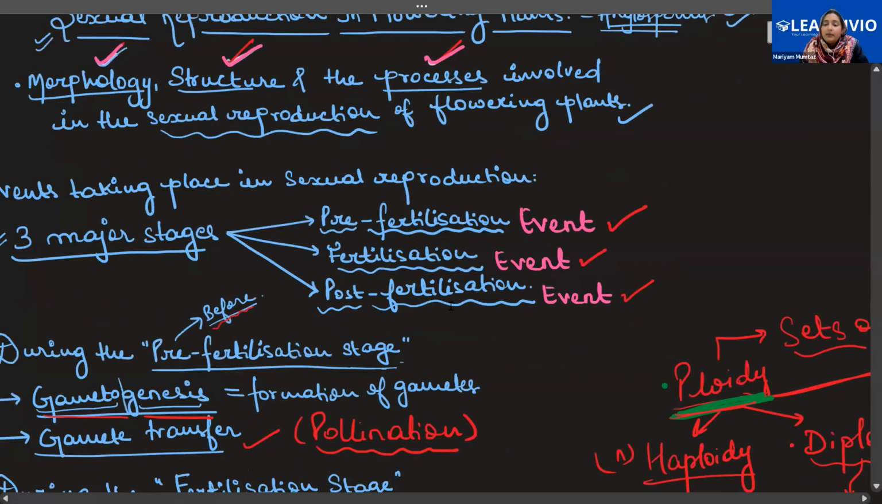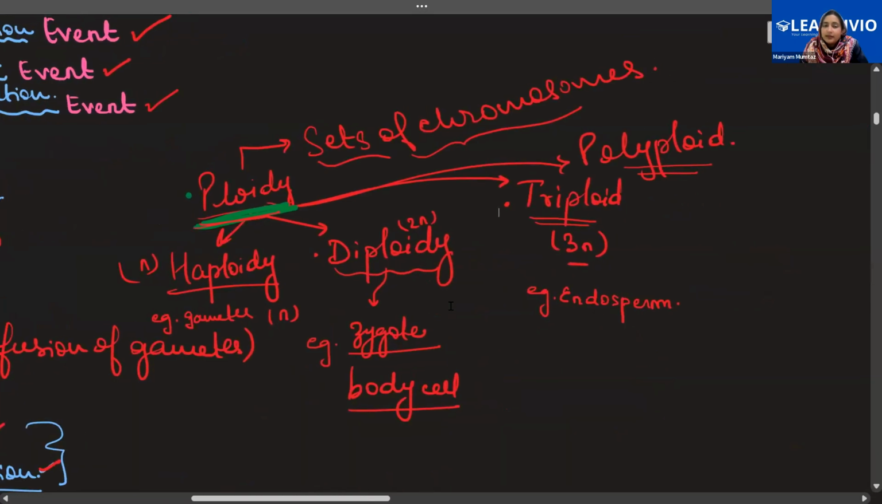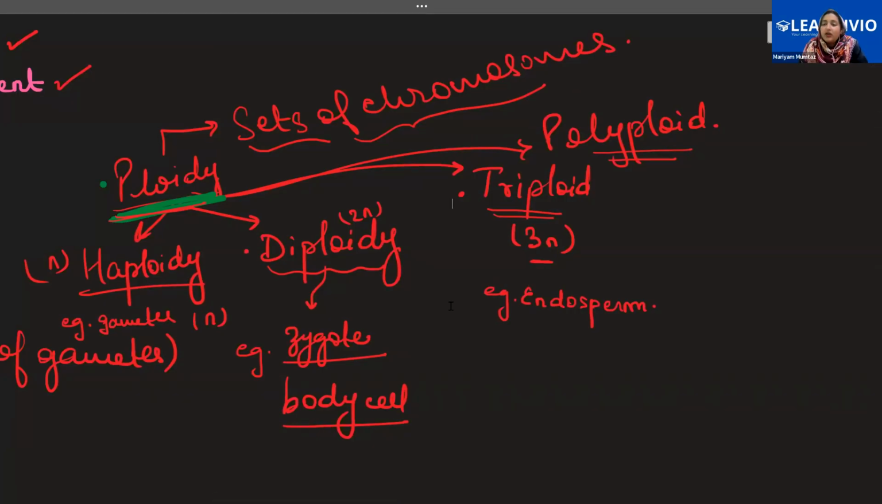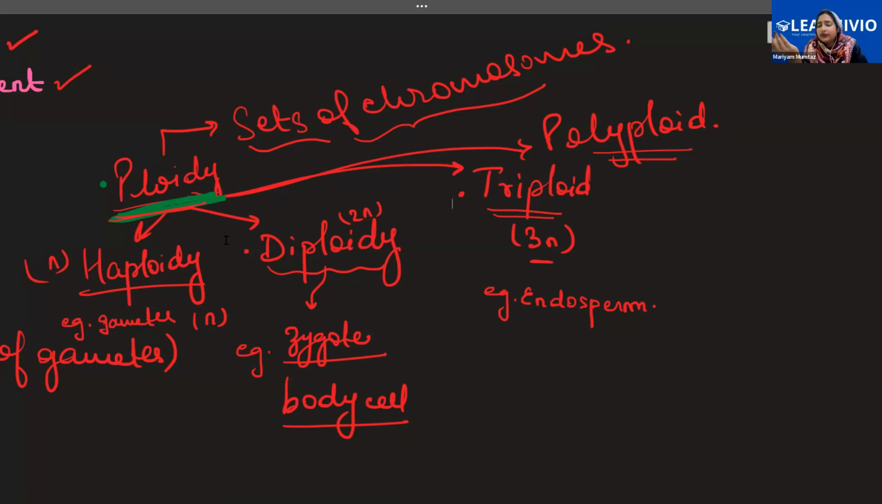Clear? But before we move on to what happens in the events, I'd like to brush up a little bit about ploidy. The number of sets of chromosomes the organism has, we call that ploidy. Now, ploidy is of 4 major types: haploidy, diploidy, triploidy, and polyploidy. Haploidy is when one set of chromosomes is there. Diploidy is when 2 sets of chromosomes are there. Triploidy is when 3 sets of chromosomes, and lastly polyploidy, that is more than 3 sets of chromosomes. Right?